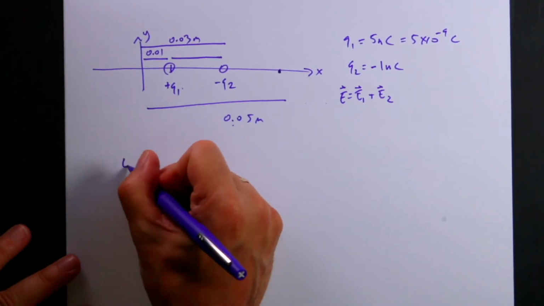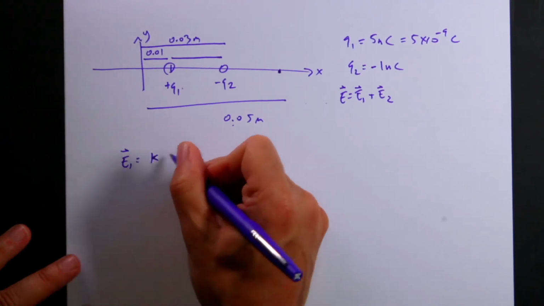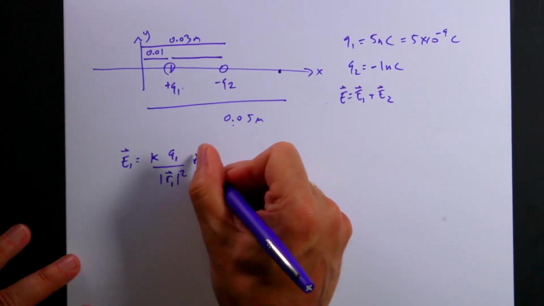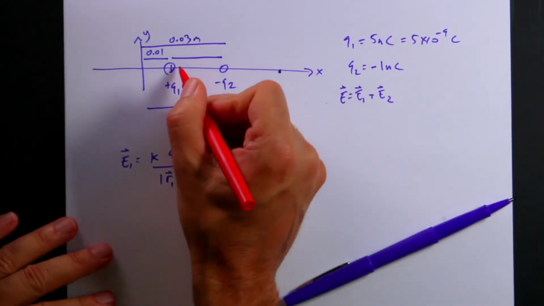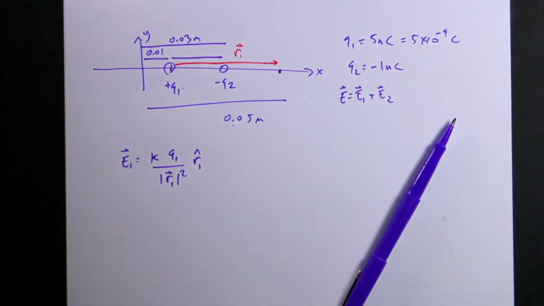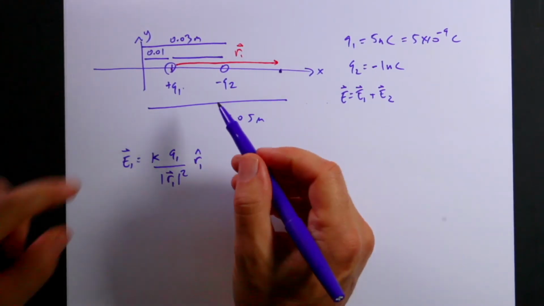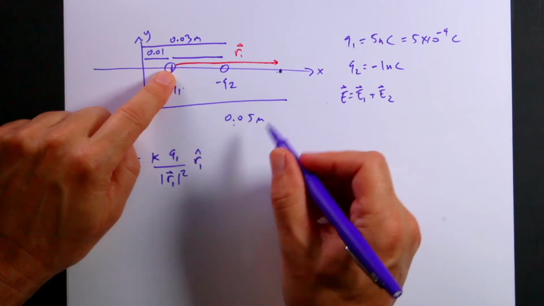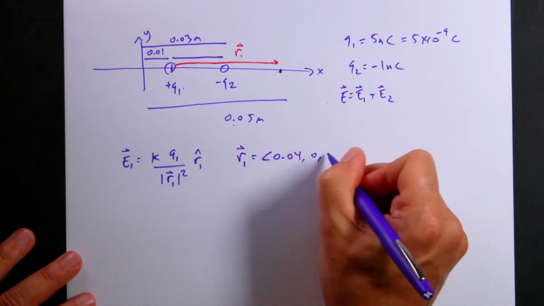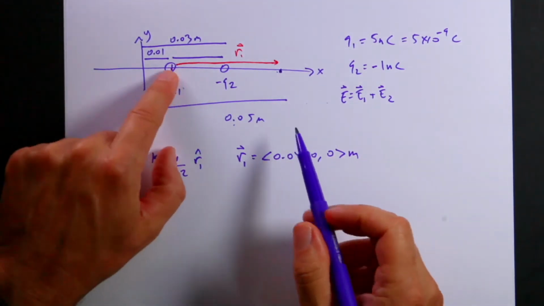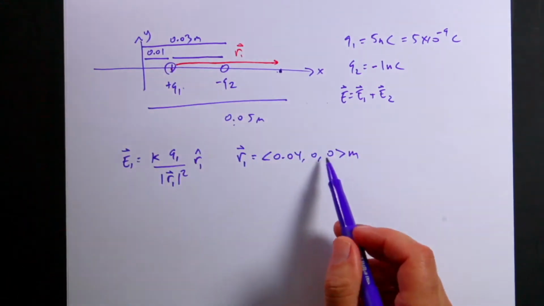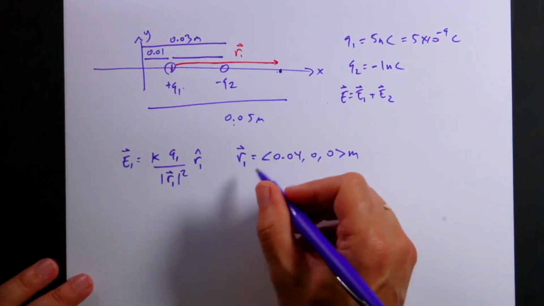Okay, let's find E1 first. E1 is going to be equal to, I'll write it as k times Q1 over the magnitude of R1 squared times R1 hat. So what the heck is R1? R1 is this vector, right? It's the vector from my charge to my point of interest. So that's the vector R1. Can we get that vector by looking at it? I think that we can. Because this is at 0.01, that's at 0.05. So what if I say the vector R1 is 0.04, 0, 0 meters, right? Because from here to there is 4 centimeters or 0.04 meters. And it's not moving in the y or z direction, so those both have 0 components. Now let's find the magnitude of that. That's pretty easy.